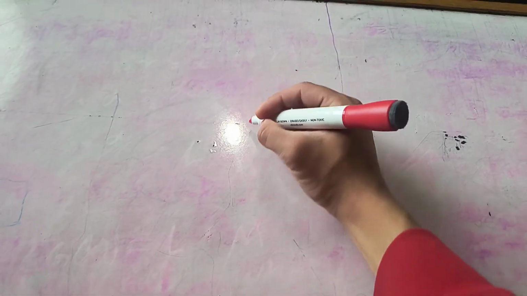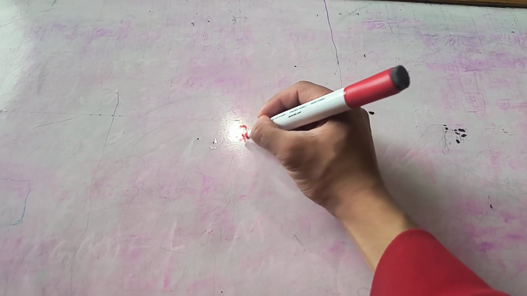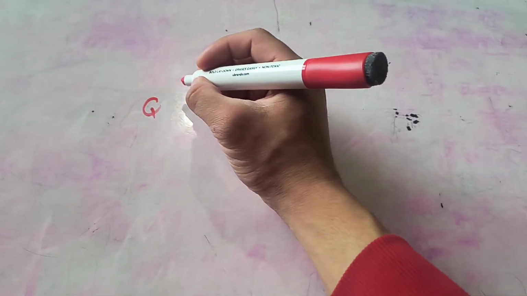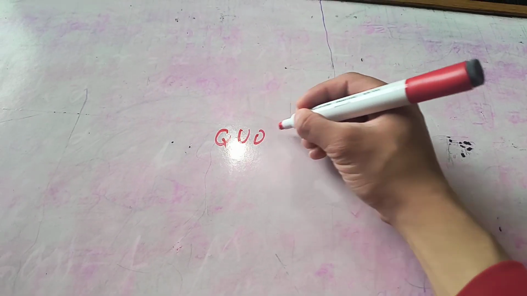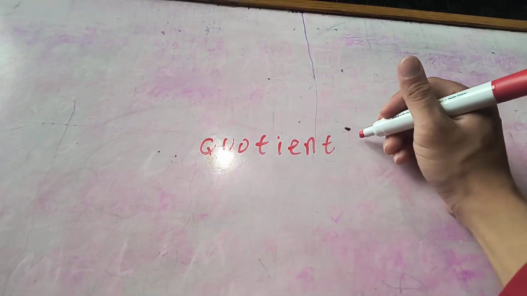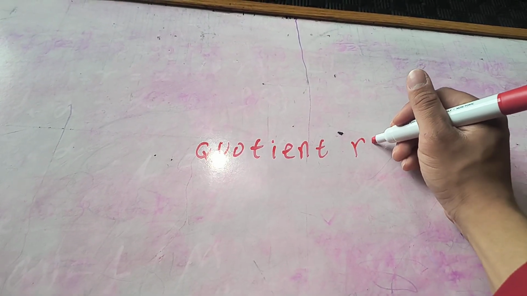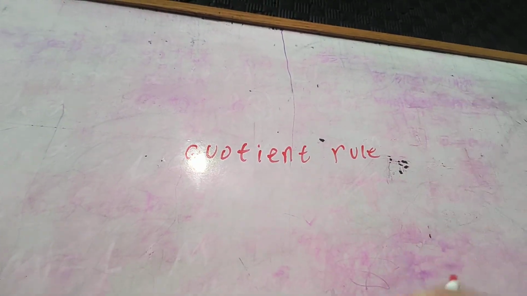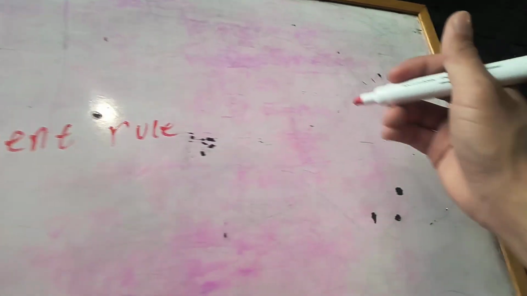Okay, let's talk more about limit rules. The next one is the quotient rule. Quotient rule. I forgot how to spell quotient for a second. Okay, the quotient rule. Well, let's get back.